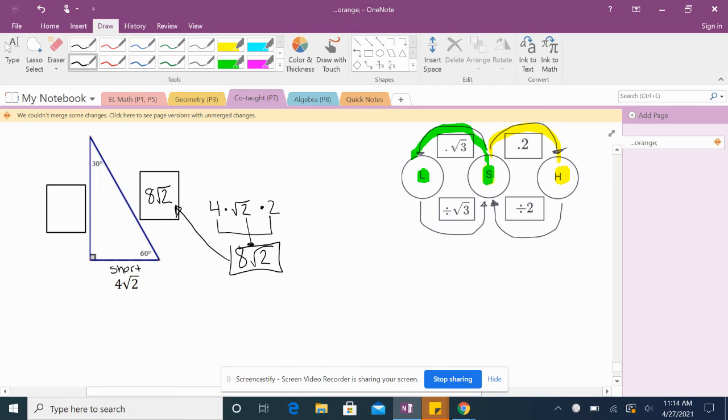And if I have my short leg, but I need my long leg, I need to multiply by the square root of 3.